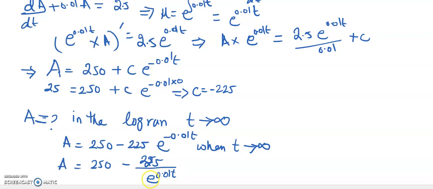So when t approaches infinity, this is a very large term. This means that this divided by a very large term will approach 0. Then that means A will be equal to 250 kilogram. So in the long run there will be 250 kilogram of salt in the tank.